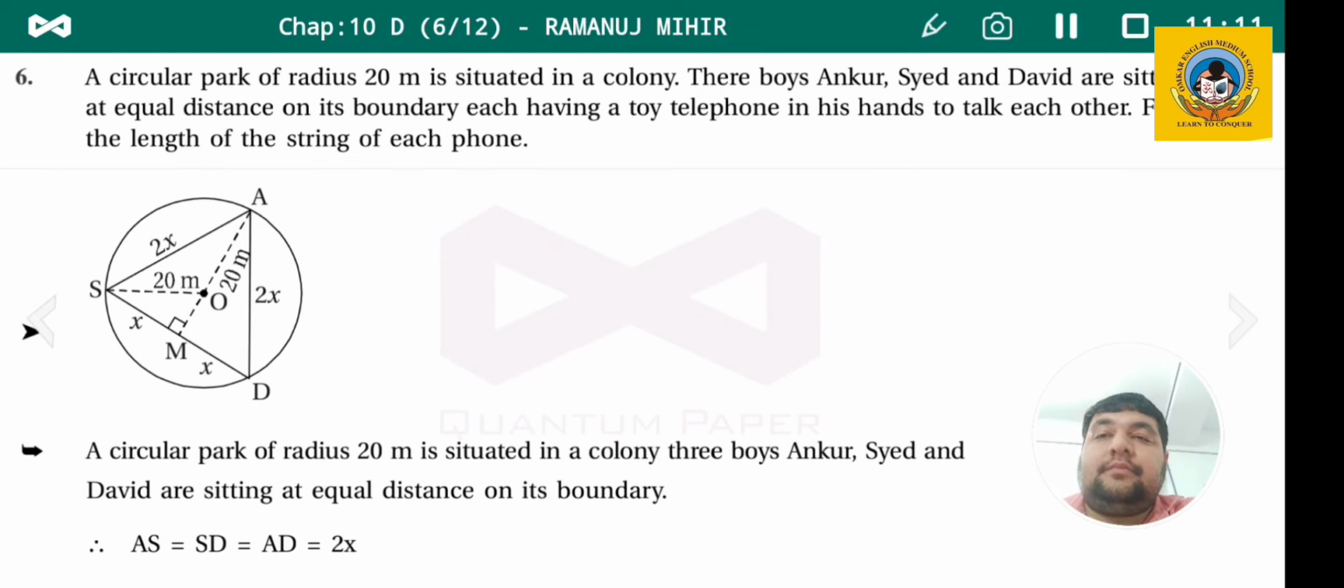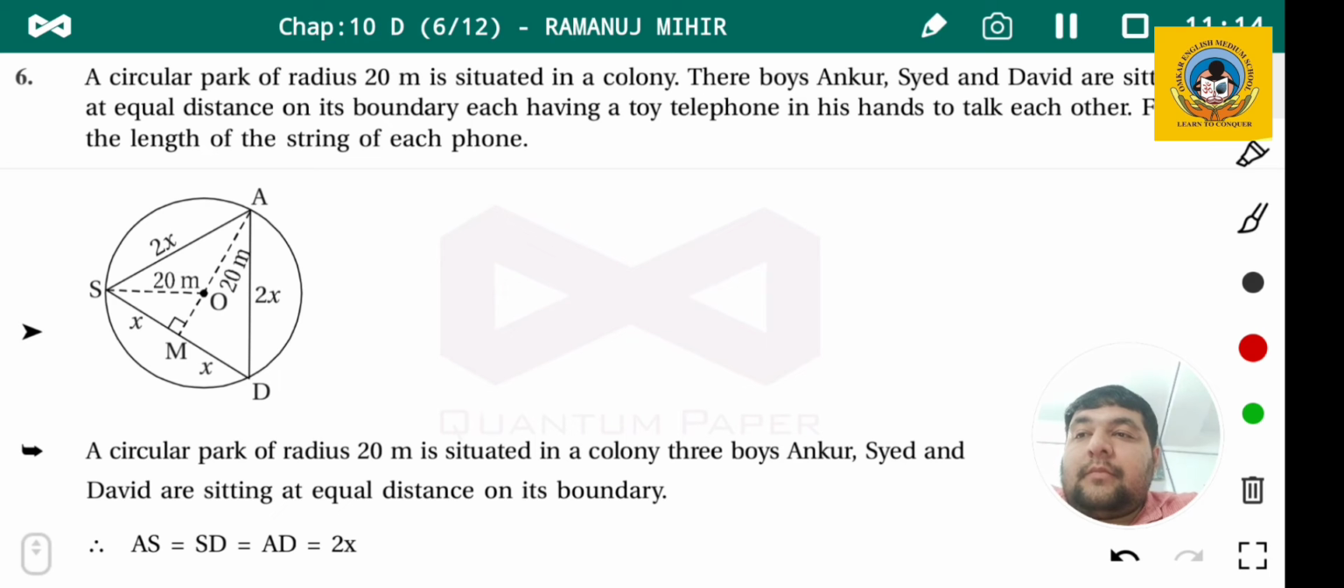Now the next sum. In a circular park of radius 20 meter situated in a colony, three boys Ankur, Syed and David are sitting at equal distance on its boundary, each having a toy telephone in his hands to talk to each other. Find the length of the string of each phone. So now you will ask a question: why is there a string in a telephone?